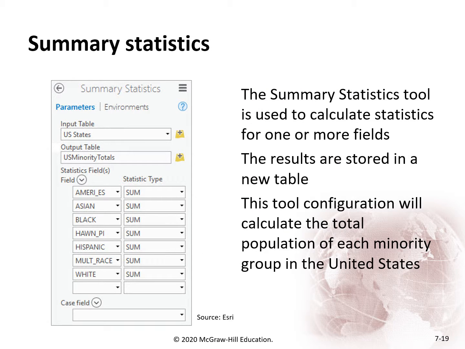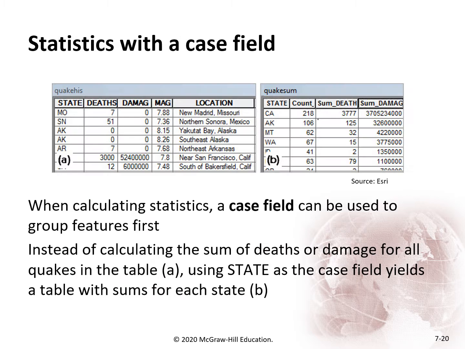Summary statistics: you pick the table, you pick the field, you tell it what calculation, what statistics you want, and then it does it. When you calculate statistics with a case field, it can be used to group features first. So instead of calculating the sum of the deaths or damages, for example, using state as a case field, it gives you a new table where you have the sum of that particular thing, like damage or deaths, by state. So if you have reports from all these different places, you can group the places together by state so that all the California quakes come together and you get a count and a sum total, etc.